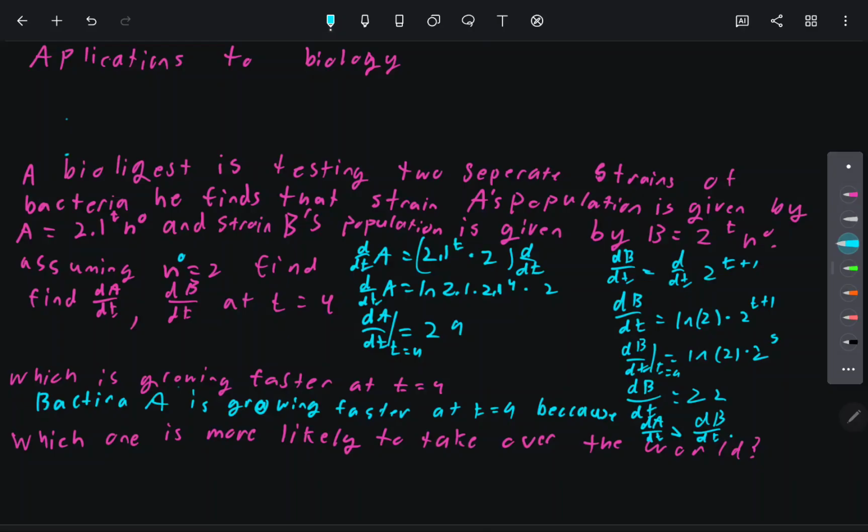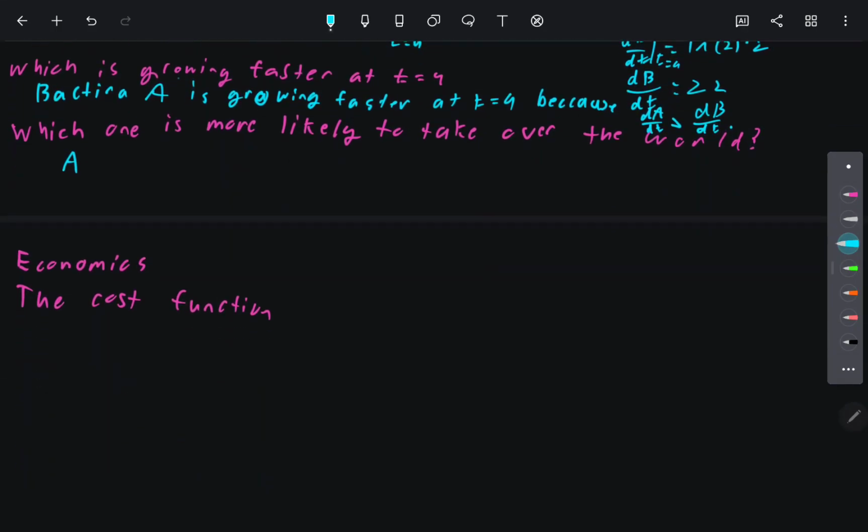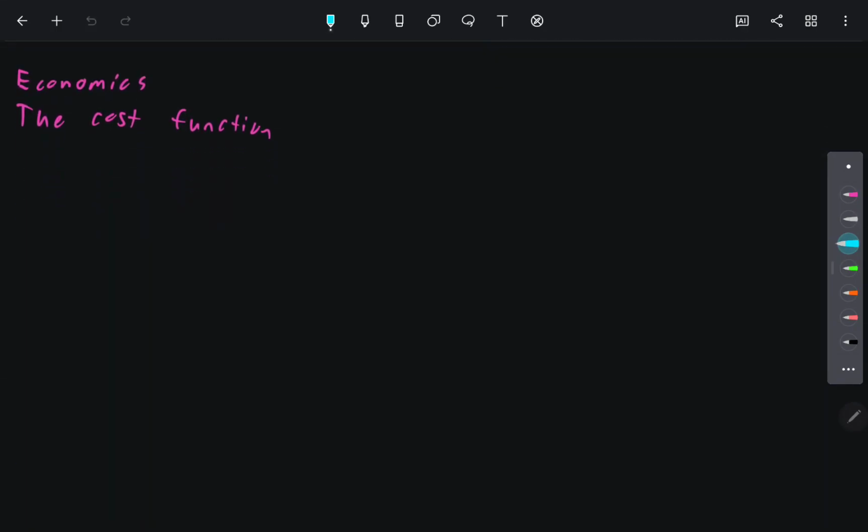So we can very clearly see that the natural log of 2.1 is greater than the natural log of 2, times that by an exponential, which is also greater than 2, and we will see that this dA/dt is going to grow at a faster rate. So A is going to take over the world, or is more than likely to take over the world. Will it? Probably not.